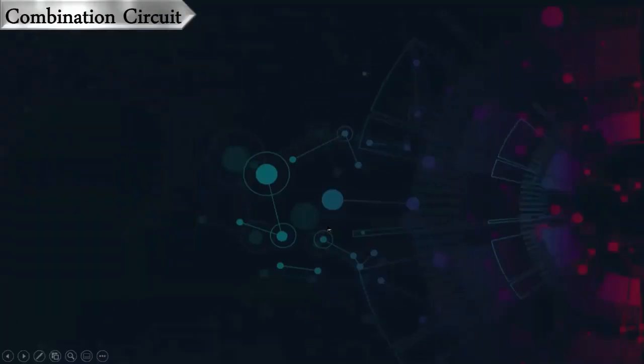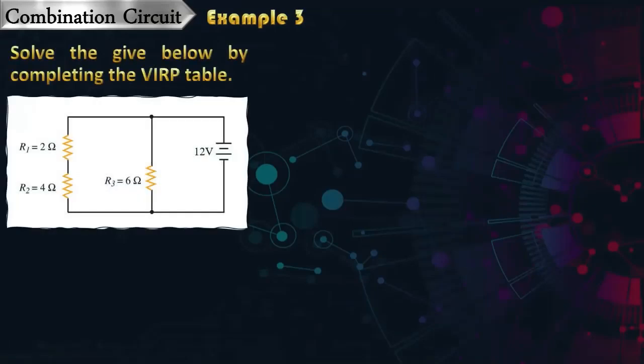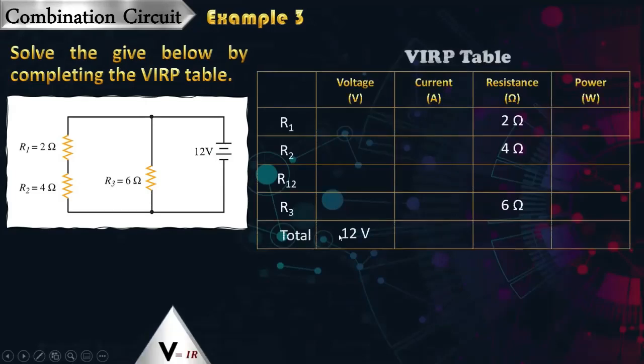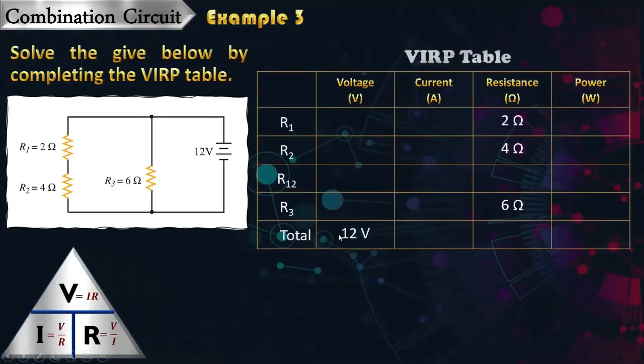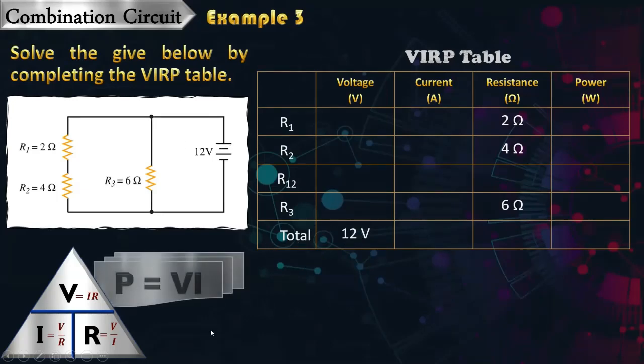Now let's proceed to the third example. Solve the given below by completing the table. So this is the illustration. Now, in solving the table, the first step is to input the given first. We have R1 is 2 ohms for the resistance, R2 4 ohms, R3 6 ohms, and for the total voltage we have 12 volts.